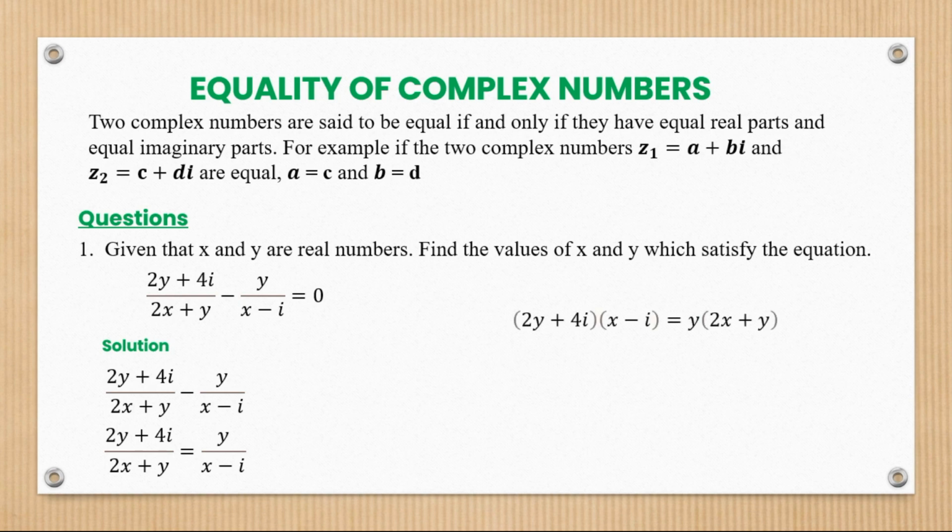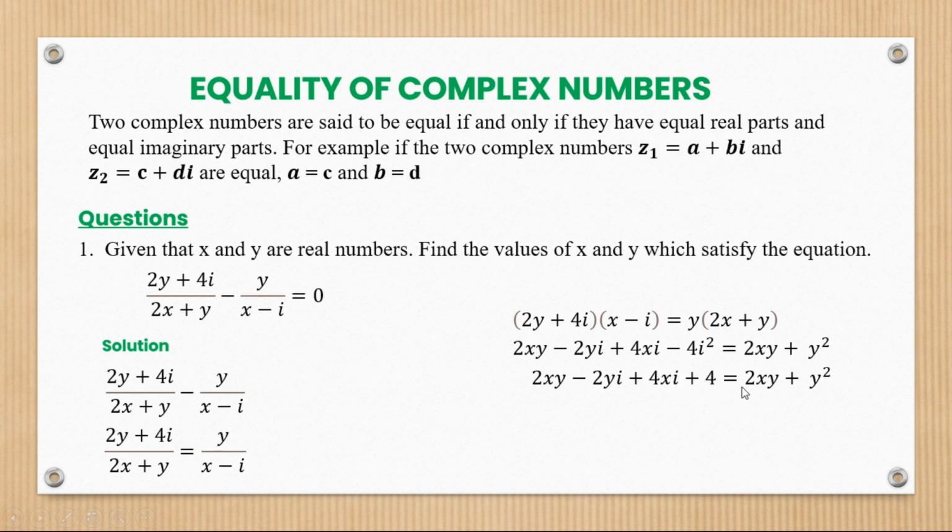Next I can cross multiply. When I cross multiply, I end up with that. Next I can open the brackets. When I open the brackets, this is what I end up with. As you can see from right here, i squared is equal to negative 1. So negative 1 times this negative makes this a positive, so we end up having a positive 4 right there. When we simplify this, if I bring this 2xy to the other side, you can see that this and this will cancel. So we end up remaining with this.